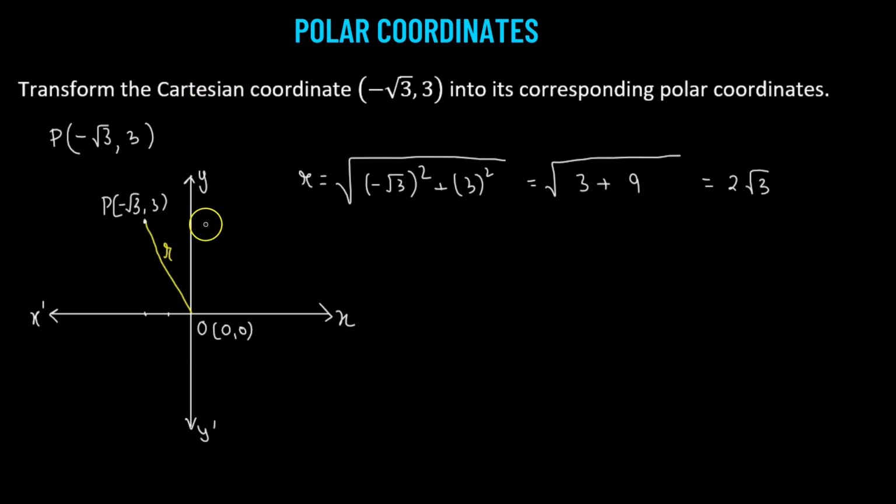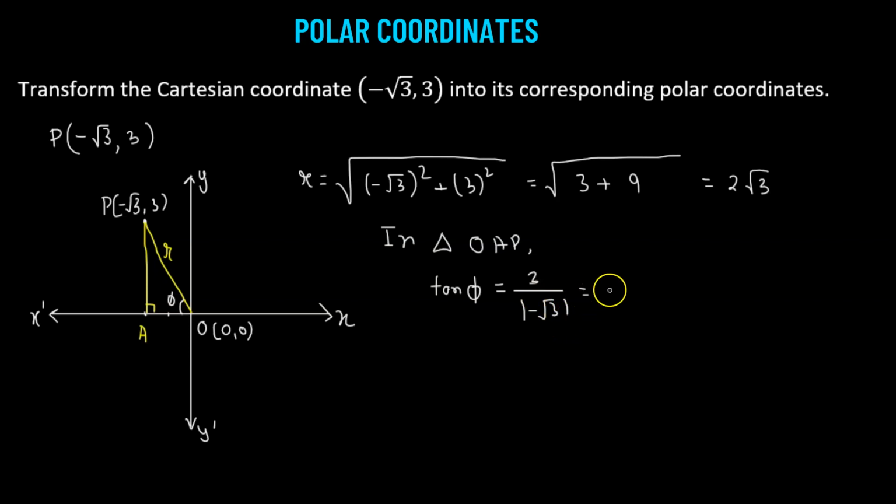For this, first we will drop a perpendicular from the point P to the x-axis. This perpendicular line meets the x-axis, let's say at point A. Now this gives us a right triangle OAP, right-angled at A. So in right triangle OAP, let's first compute the value of the angle phi. Tangent of phi is given by the y coordinate, which is 3 units, divided by the x coordinate. We'll only take the magnitude, so we take the magnitude of −√3, which is √3.